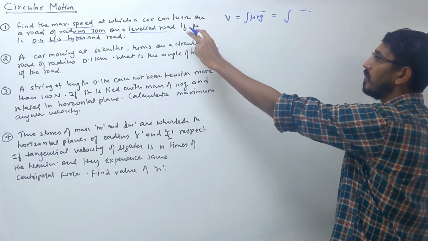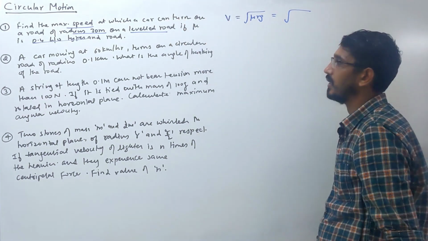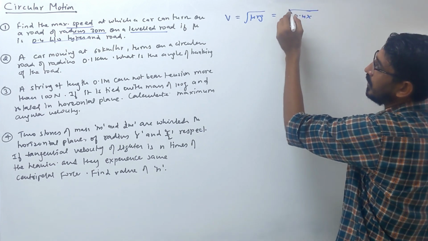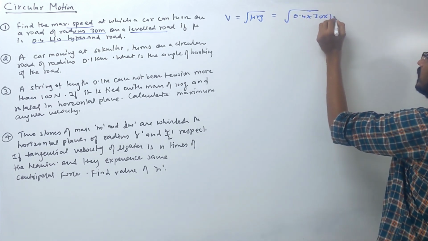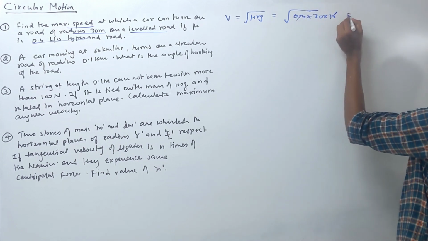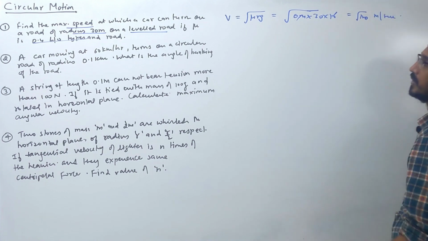Yes, so these types of questions have been asked 2 to 3 times in NEET, direct like this one, and the same in terms of angle also they have asked, okay. So mu is given 0.4, r is given 30 meter, and g, we know, is 10, correct? Okay, so 10 goes here, this becomes simply root 120 meter per second, okay, that's your answer simply.